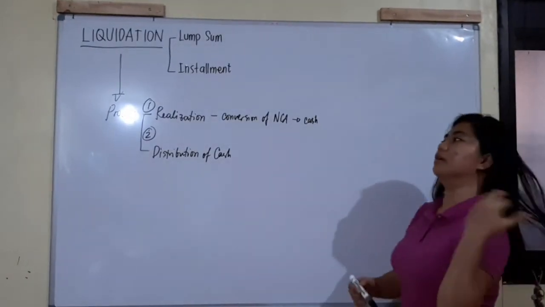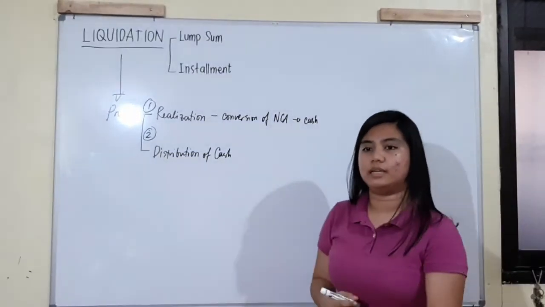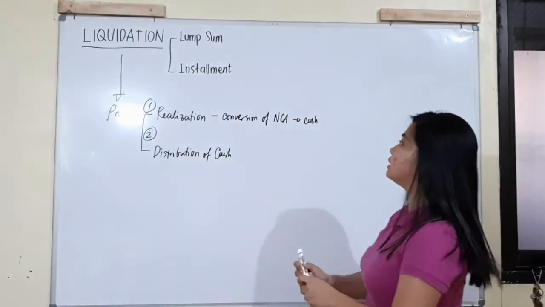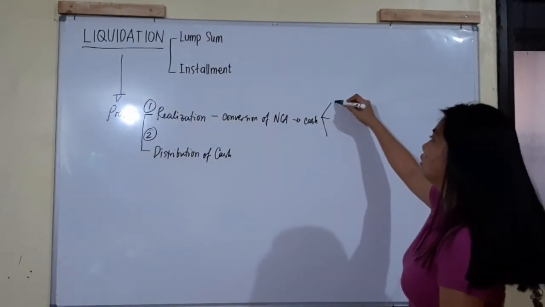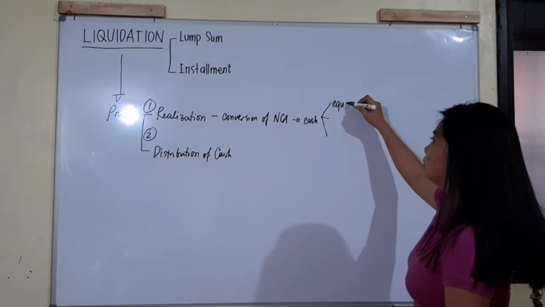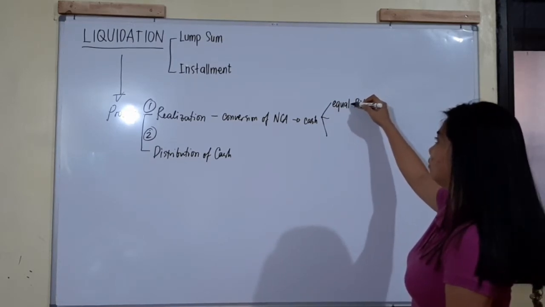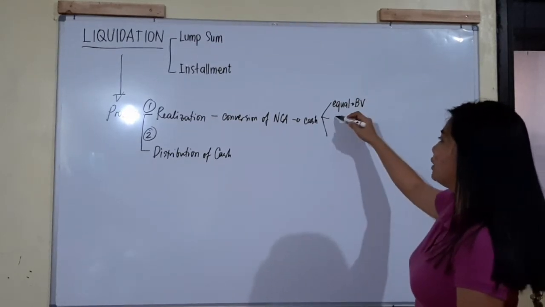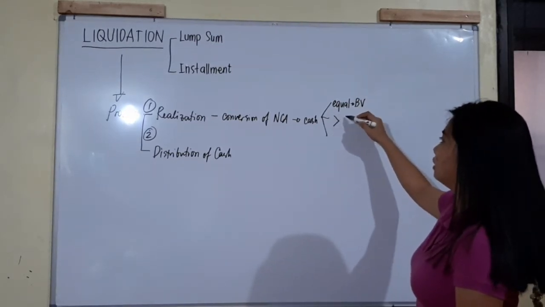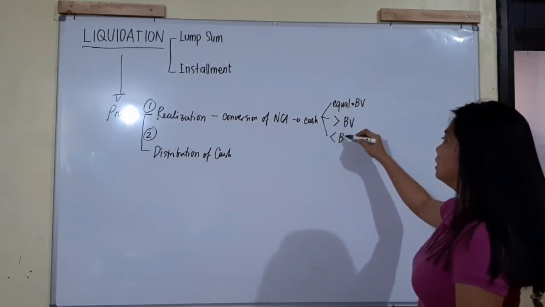Okay. So under realization, syempre, we are selling our assets. So you could sell your asset in three ways. It could be equal to book value. Okay? It could be more than the book value, and it could be less than the book value.